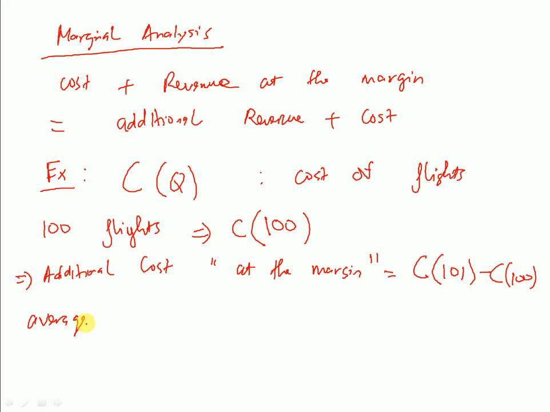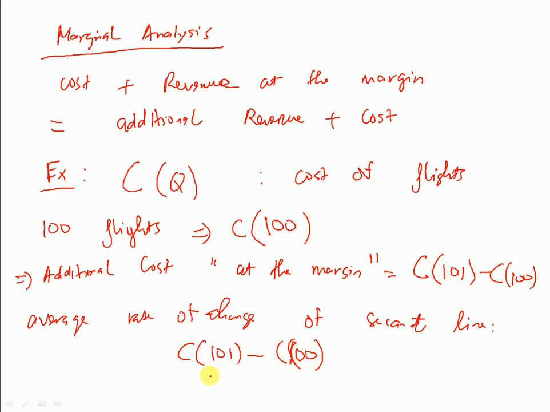And the average rate of change of the secant line. Remember, for the secant line we need 2 points. So we have one point for the 101 flies and the other point for the 100. If you take the rate of change, you take the change in the output, C(101) minus C(100), divided by 101 minus 100. So this is the slope of the secant line for the additional cost.